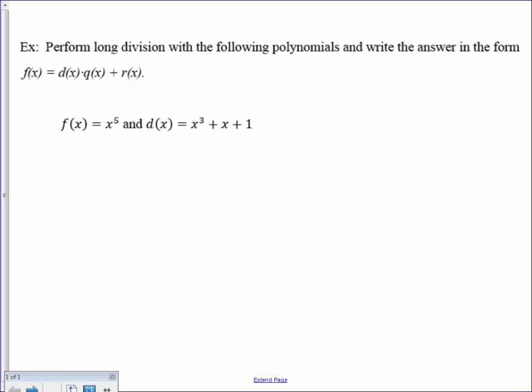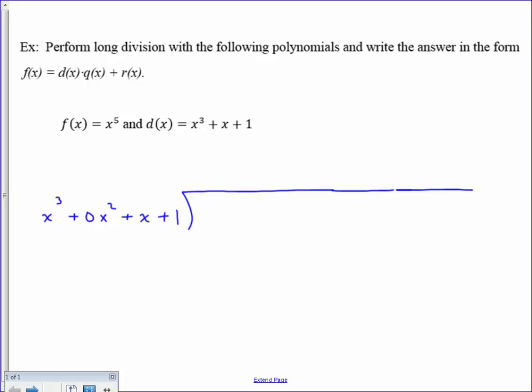In this example, we have been asked to perform long division and to write the answer in the following form. First step here is to write my divisor on the outside of my division symbol. Remember that if you ever have any powers missing, you must put placeholders. So in the divisor, my highest power is x to the third, but I don't have an x squared term. So I would need to write 0x squared. I do have an x term, and I do have a constant term.